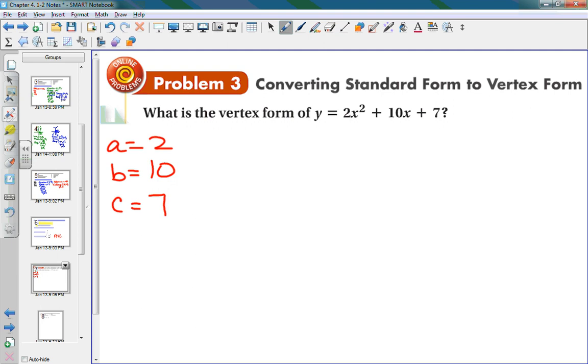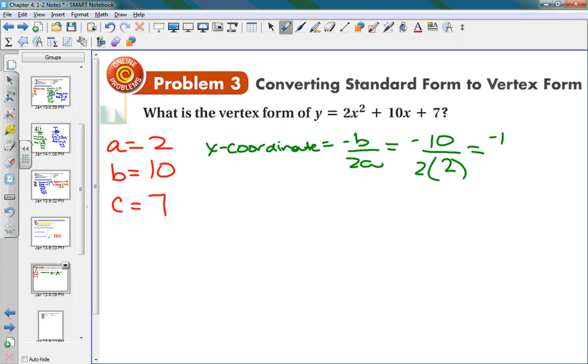Now, if I give you a is 2, b is 10, and c is 7, the first thing we have to do is find our x-coordinate. To find our x-coordinate, that's -b over 2a. That's what x is defined to be. So what is b here? 10. So this gives me -10 over 2. What's a here? 2. So I'm going to have negative 10 over 4, which reduces down to negative 5 over 2. So negative 5 over 2 is our x-coordinate.